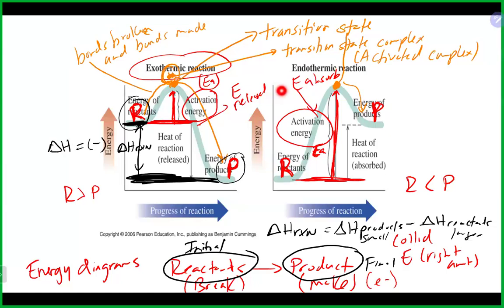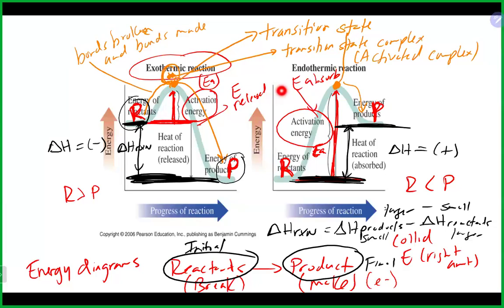Now, if you look over here for our endothermic, our reactants and our products are here. So this change in energy is the change in enthalpy here. In this situation, though, our products are actually higher in energy, which means it's going to be a larger number minus a smaller number. And when you do that, you will end up with a positive value for delta H.